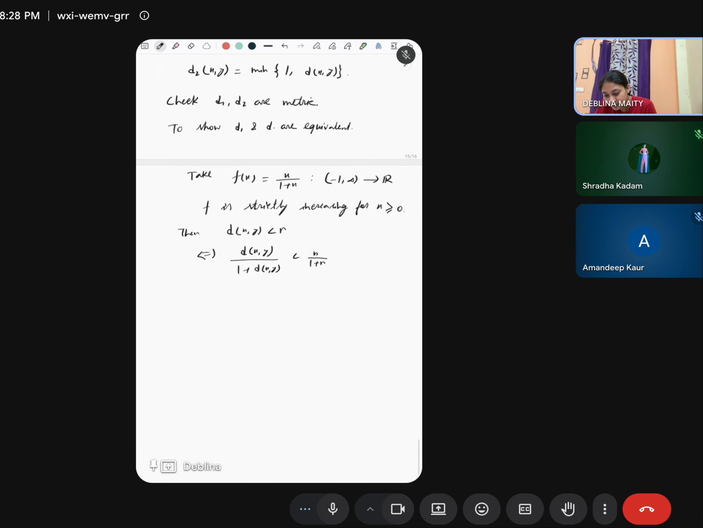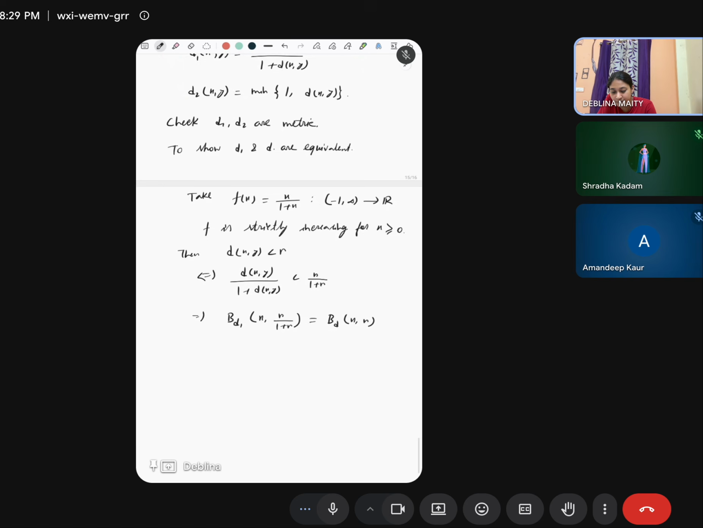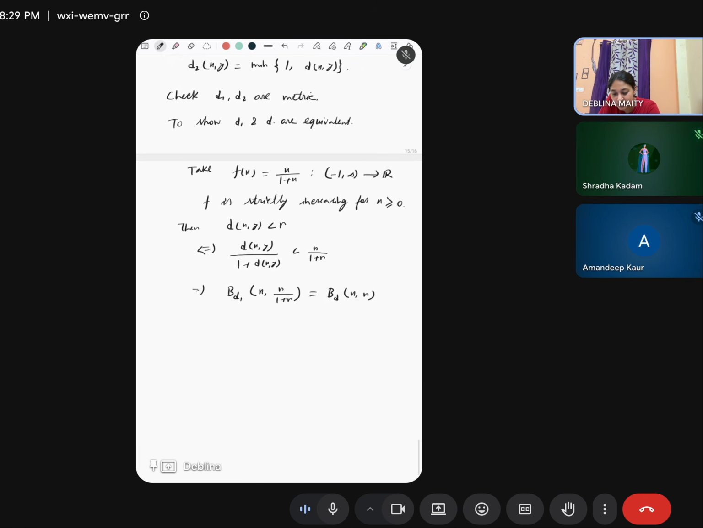Okay, now this means what? This means this is d1, so this means B_d1(x, r/(1+r)) is B_d(x, r), right? Because d(x,y)/(1+d(x,y)) is d1(x,y). So the ball centered at x with radius r/(1+r) is nothing but B_d(x, r), right? So it is clear.